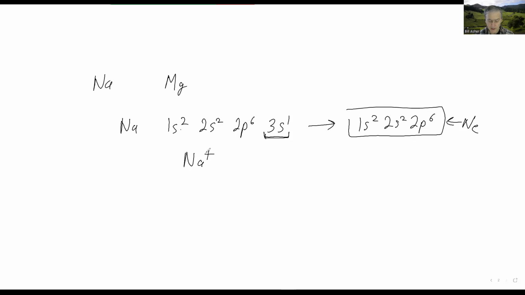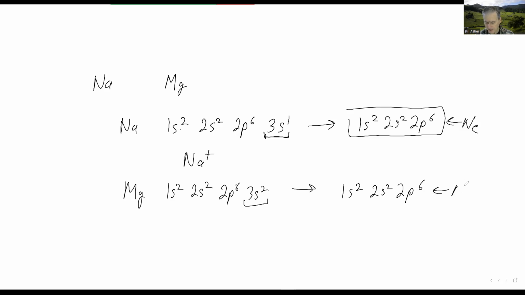Now magnesium, in contrast, is 1s2, 2s2, 2p6, 3s2. And you can see if it loses these 2 electrons, it becomes neon. Well, its electronic structure becomes neon, 1s2, 2s2, 2p6. And again, this is noble gas, spherical symmetry, but magnesium now, because it lost 2 electrons, has a positive 2 charge, 2 plus.